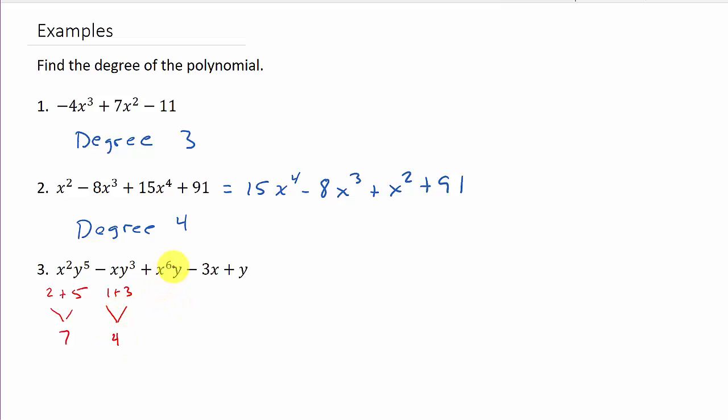This one, we've got a 6 and a 1. So the degree of this term would be 6 plus 1, which is 7. This one just has one term, the x. So this degree would be 1. And then the degree of this term would be 1. So what's the largest degree? It's 7. So the degree of the polynomial is 7.